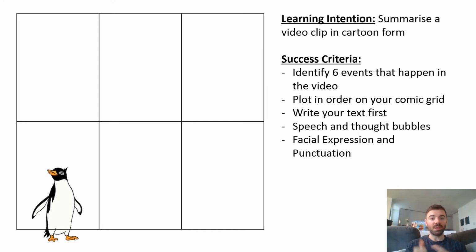We're looking for both speech and thought bubbles. And remember, with your characters, if you add facial expression in, we really get a gist of what you try to get across with tone and with meaning. Finally, use a good range of punctuation, things like question marks, exclamation marks, ellipsis, dun dun dun. These are all great too.